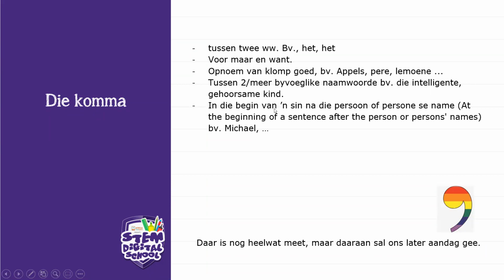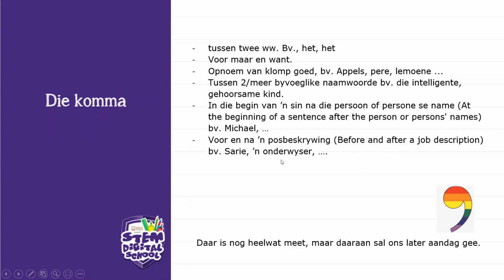Then, in die begin van 'n sin, na die persoon of persone se name. In other words, at the beginning of a sentence, after the person or person's names. For instance, Michael, comma, and then the rest of the sentence. Or Fizana, comma, and the rest of the sentence. Angelina, comma, and the rest of the sentence. Very important.